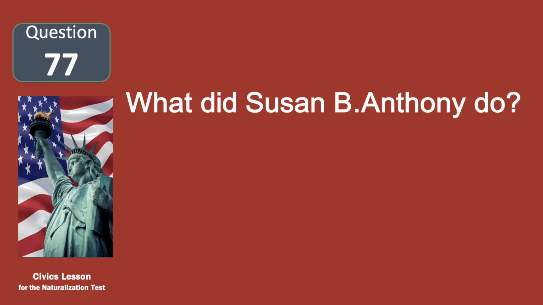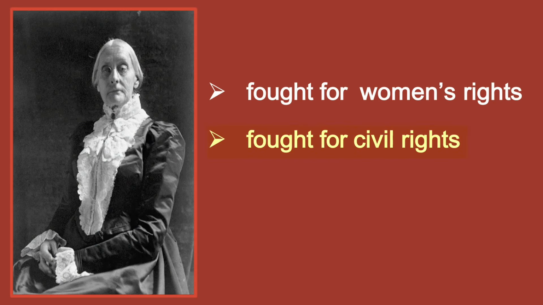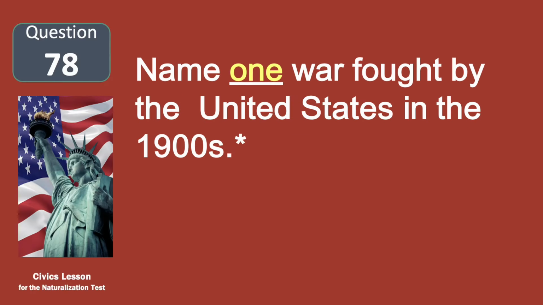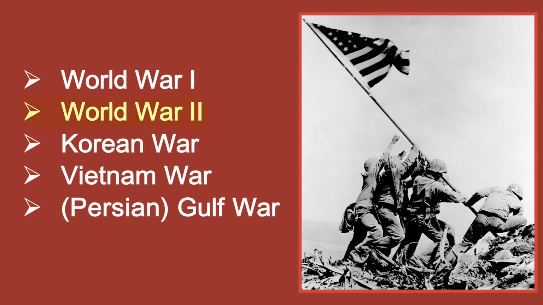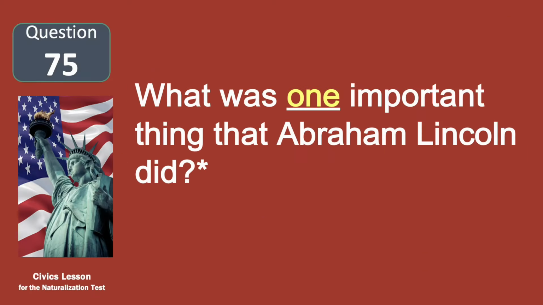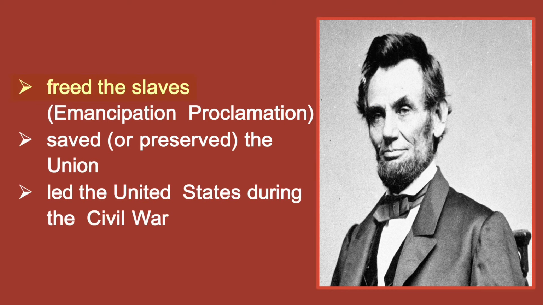What did Susan B. Anthony do? She fought for civil rights. Name one war fought by the United States in the 1900s. World War II. What was one important thing that Abraham Lincoln did? Freed the slaves.